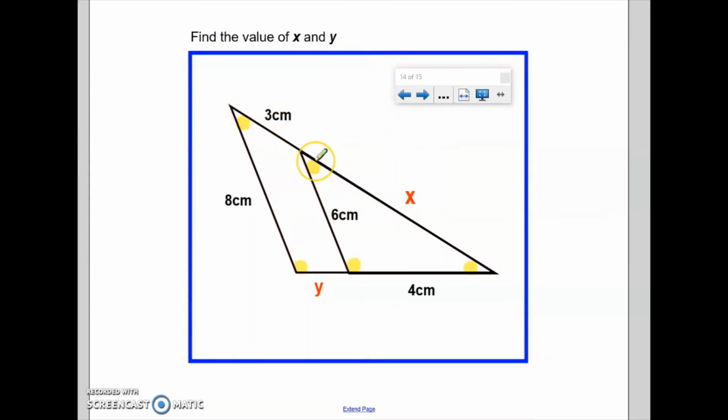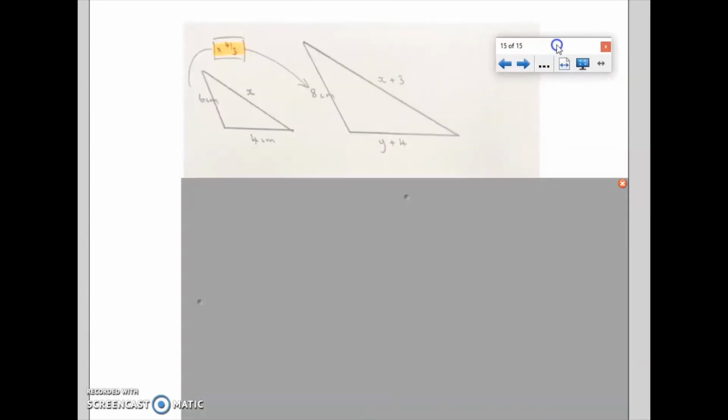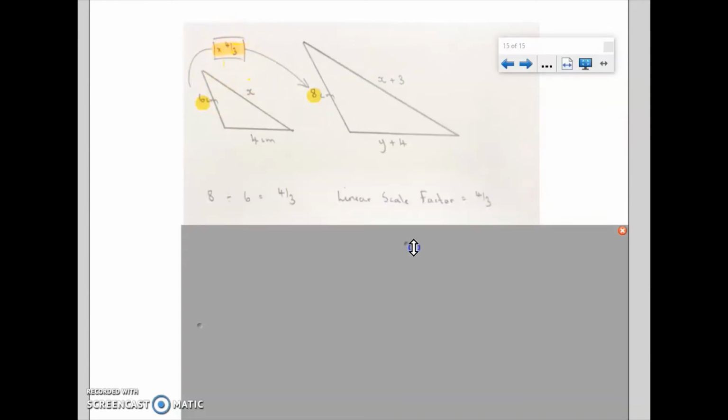I'm going to draw out the question like I have for the previous 3, separating the question out, remembering that this will be y plus 4, and this length here is going to be x plus 3. So when I do draw my question out, it now looks like this. I can still approach the question in a similar way because I've got 2 corresponding lengths, 8 and 6. 8 divided by 6 gives me 8/6, which I could simplify down to 4/3. So the linear scale factor in this question is 4/3.